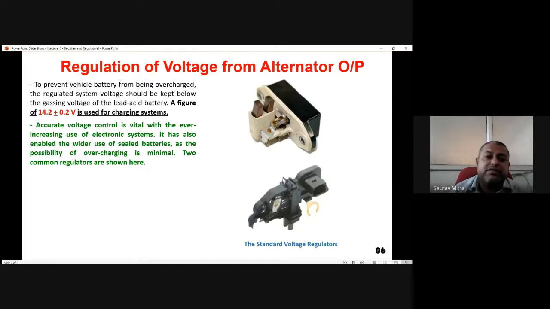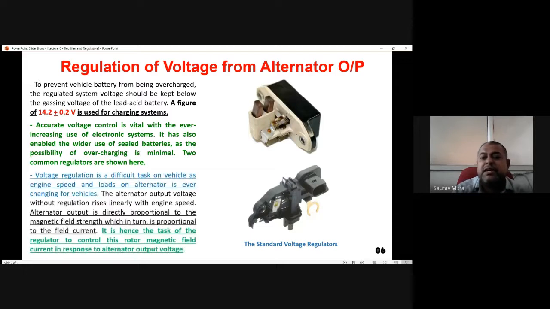Okay. So accurate voltage control is vital with the ever increasing use of electronic systems. It has also enabled the wider use of sealed batteries. Sealed battery means the gassing will be very little or none, as the possibility of overcharging is minimal. So if you are using a regulator, the possibility of overcharging is minimal and gassing will not be there. We can use the maintenance free sealed batteries forever. Okay, so two common regulators are shown here on the right side.